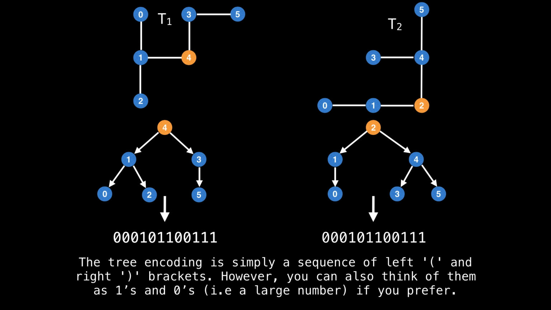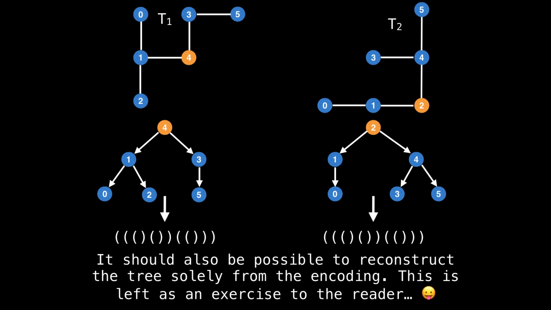The tree encoding is simply a sequence of left and right brackets. However, you can also think of them as zeros and ones, which is just a really large number if you prefer. From this encoding, it should also be possible to reconstruct the original tree solely based on this encoding. I will leave this as an exercise to the reader.